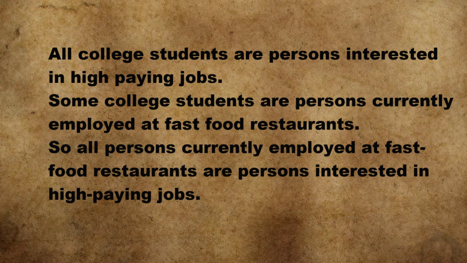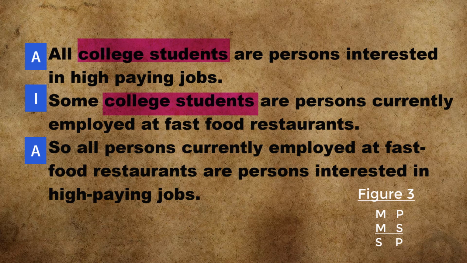All college students are persons interested in high-paying jobs. Some college students are persons currently employed at fast food restaurants. So all persons currently employed at fast food restaurants are persons interested in high-paying jobs. Once the syllogism is in standard form, we can then determine the mood and figure. The mood here is going to be A, I, A, and the figure is going to be figure 3.